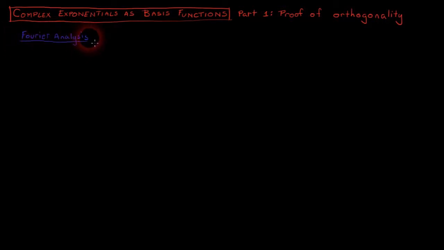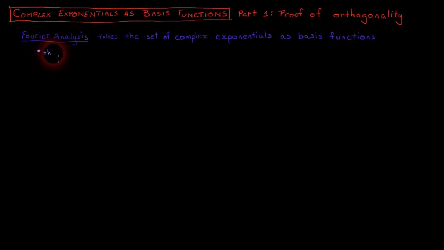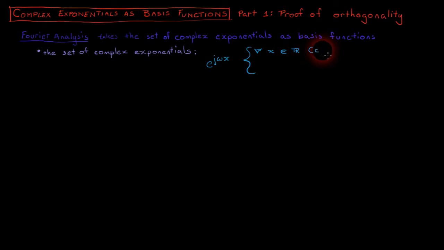The most common form of signal processing is Fourier analysis. In Fourier analysis, we take the set of complex exponentials as our basis functions. To justify this, we need to prove exponentials 1) are orthogonal to one another, and 2) span the set of all possible functions.